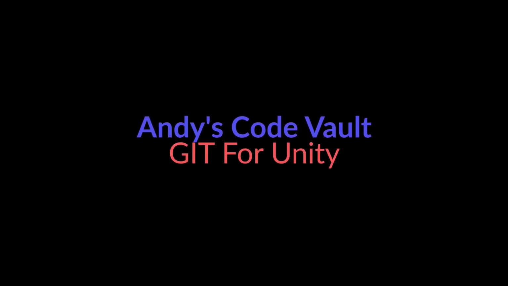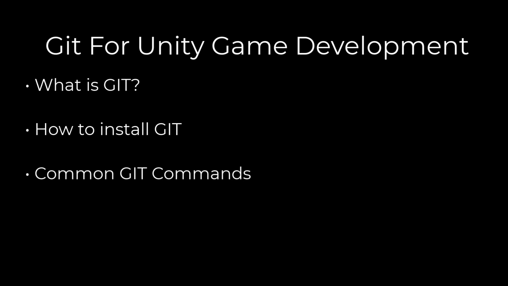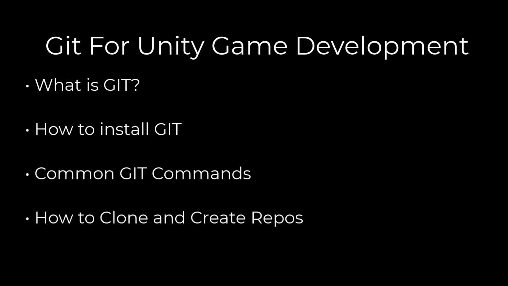Today I want to talk about Git for Unity game development. I'm going to talk about what Git is and why you might want to use it. I'm also going to walk you through installing Git on your local system. Then I will briefly describe the most common Git commands and show you how to clone an existing repo and how to create a new repo for your Unity game.